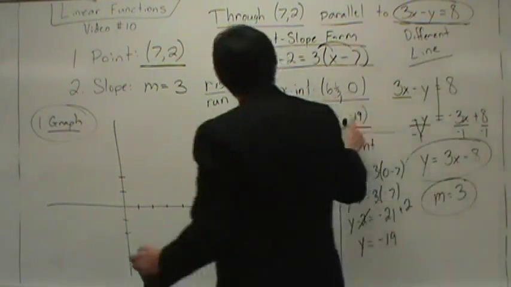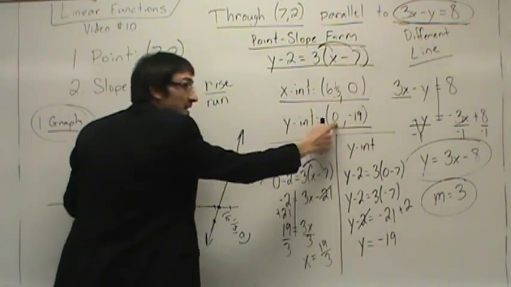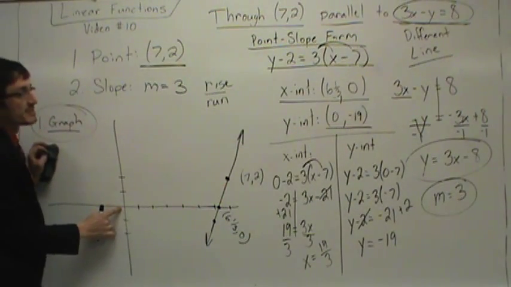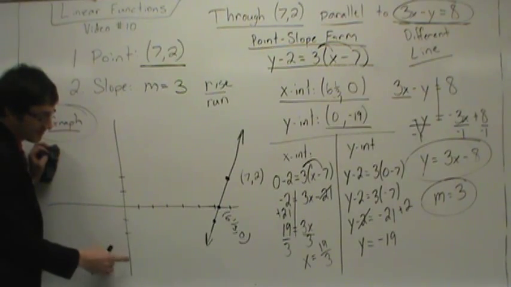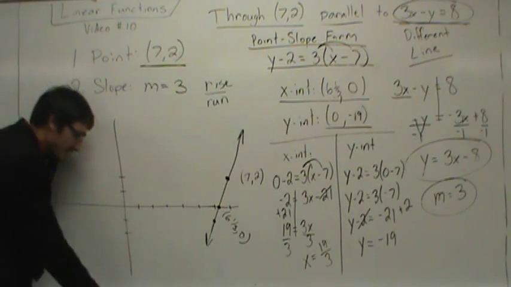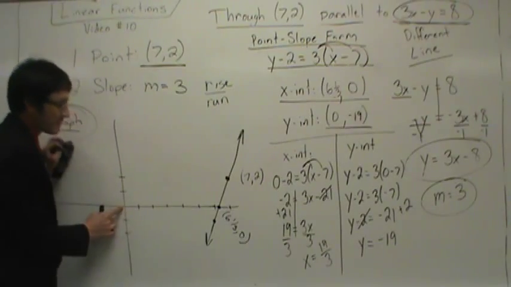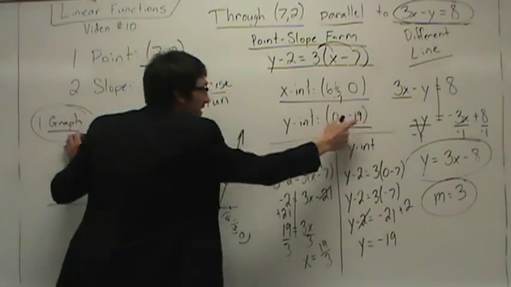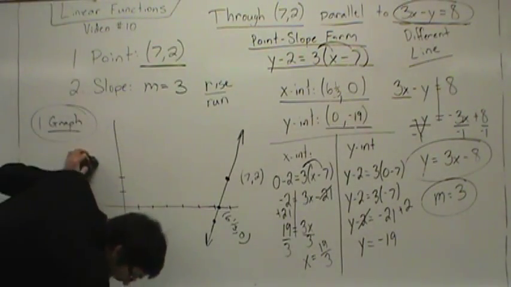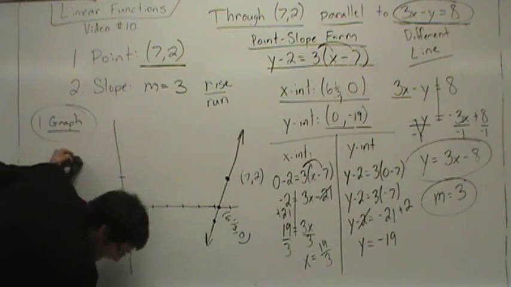0, negative 19 means do not go left and right. So we're not going left and right, we're going just down 19. So 1, 2, 3, 4. Wow, we don't have enough space. So where is 0, negative 19? My question is, where is it? Well, it's way down there. It's way down at the bottom.